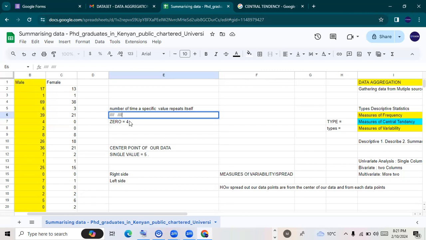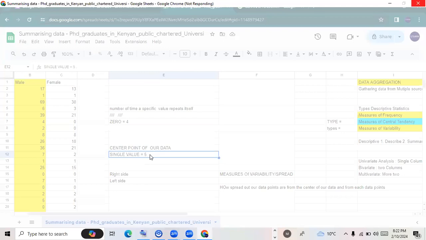Now, after I've been able to identify my measures of frequency, how many times a specific number repeats itself, then, okay, what is happening at the center of my data? So be curious enough to look at what is happening at the center of your data because it is very important. And to look at the center of your data, you are going to look for just a single value. That's a single number. When you start doing visualization, you might not see a number. You only see points. So you are also going to look at that single point, that single data, to use that as your center.